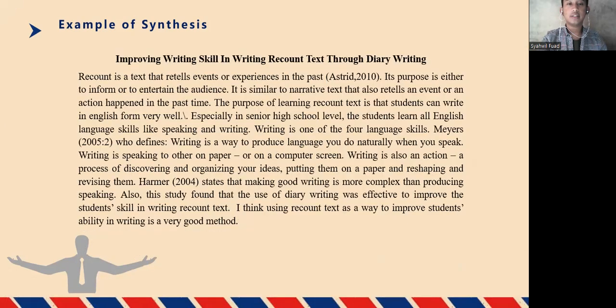This is the third example of the synthesis, with the title improving writing skill and writing with context through diary writing. This is the bigger information about the topic or the title of the research paper. Also, I use some reference in the synthesis. I use Armeyers and Hammer. And the last part of the paragraph is my opinion about the reference I use.